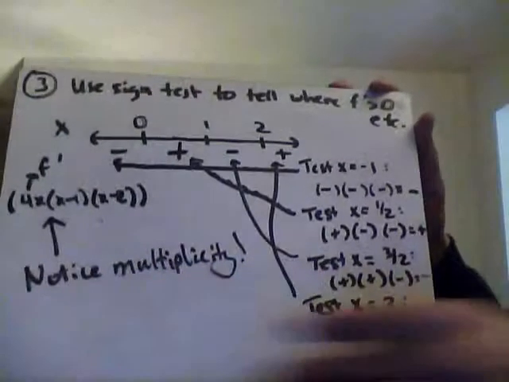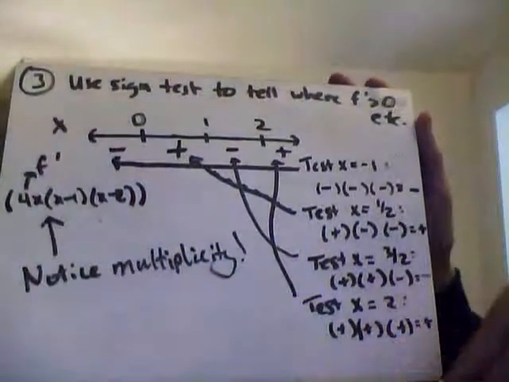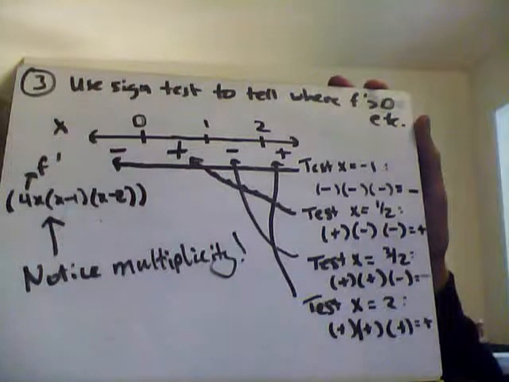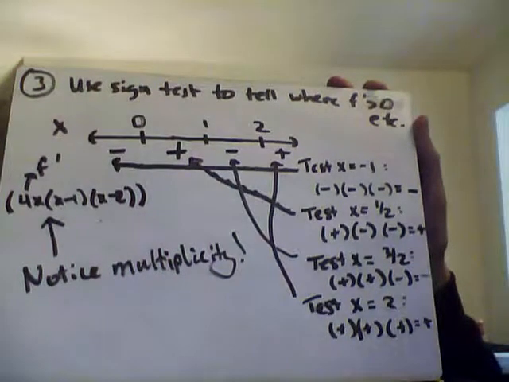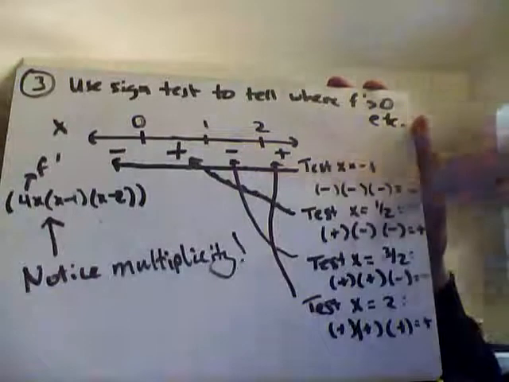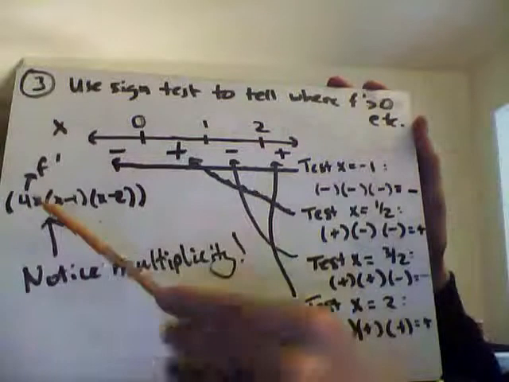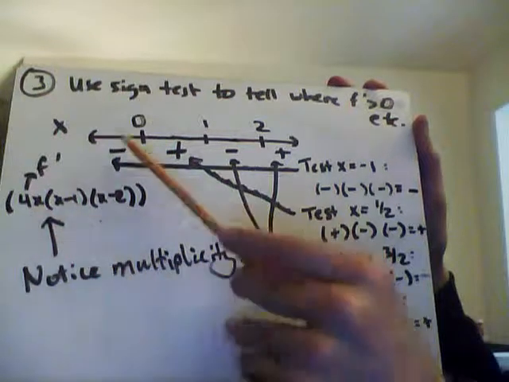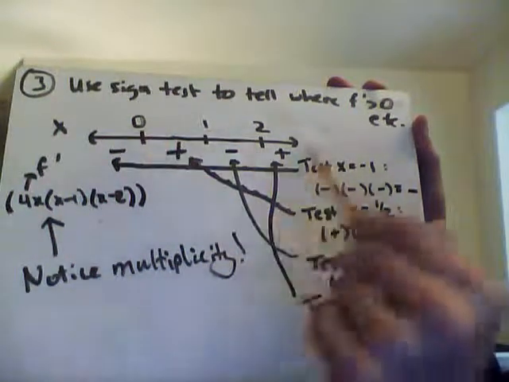Our third step, you guessed it, we're going to use a sign test to find out where f prime is bigger than 0, and so forth. This sign test is a little more complicated, so I'll lead you through this. Remember our critical points were x is equal to 0, x is equal to 1, and x is equal to 2. And here's our factored form for our derivative right here. We need to test 4 different slots here.